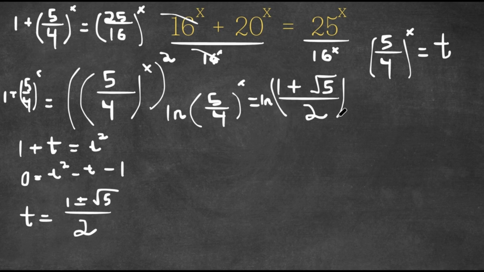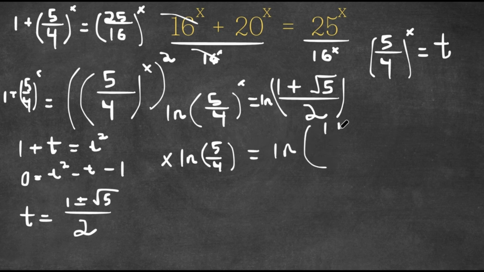So if I take the ln of both sides, well, now I could move the x to the front of the ln. So this would be x ln 5 over 4 is equal to ln 1 plus the square root of 5 over 2.